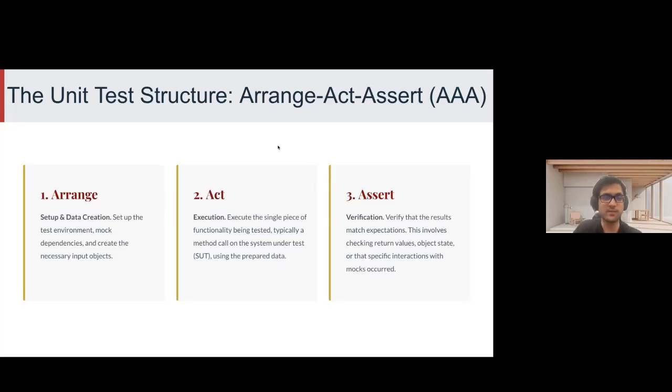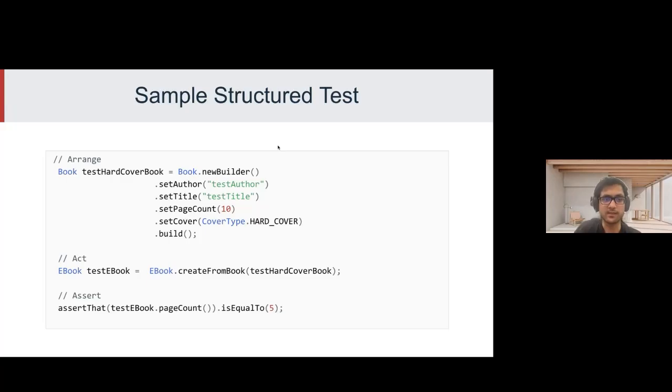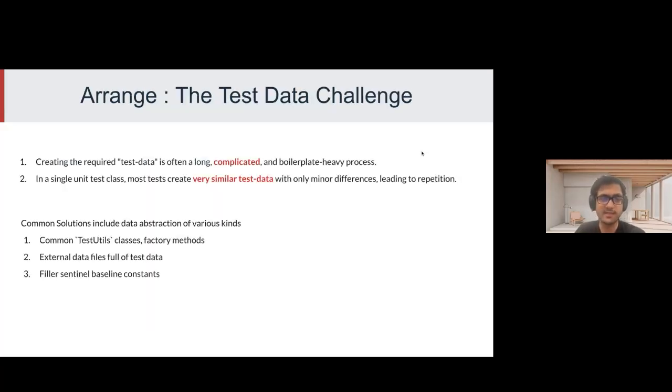In particular, for fuzzy unit testing, the most important part is arrange. As a sample test, let's test code that tries to convert a hardback book into an ebook. Here, the arrange section is where we create the test object. The act section is where we actually invoke the system under test, and assert is where we assert some properties of the returned value based on the input value. This is a very simple snippet example.